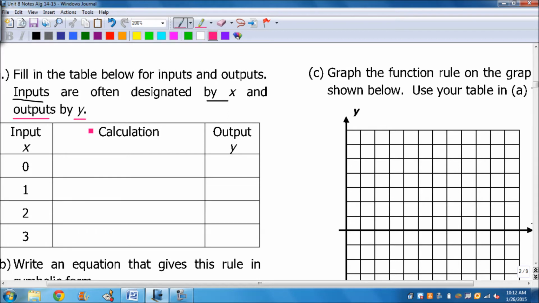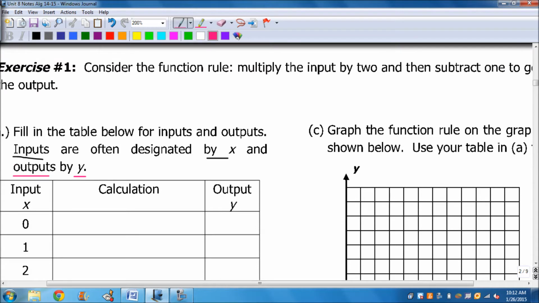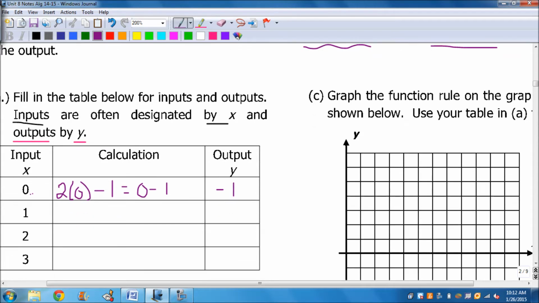The rule says to multiply the input by 2, so I'm going to multiply our input by 2 and then subtract 1, and that's how you get the output. So I'm literally going to multiply the input, which is 0, by 2, and then subtract 1. So then I end up getting 0 minus 1, which gives me negative 1. So my output is negative 1. Now let's do it for the next input, and you can have infinite inputs, okay? So right here, I would multiply my input by 2, just like it always says to do, and then subtract 1. So you end up getting 2 minus 1, which is 1.